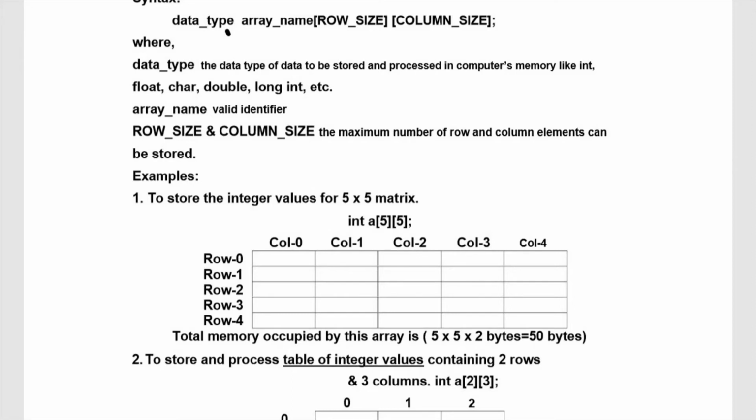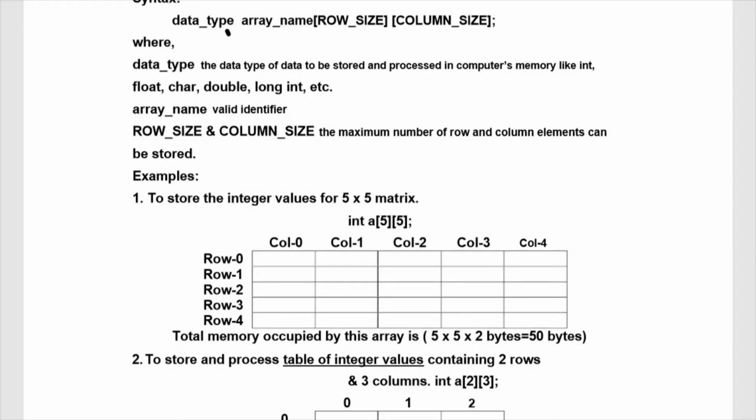Declaration part is just when we declare integer values before writing the program. I mean, where we declare the variables before the starting of the program, there we have to write. So the data type, what does the data type mean? The data type here means the data type of data to be stored and processed in computer memory, like integer, float, character, double, long int, etc. Right? They can be any type. Data type can be any type.